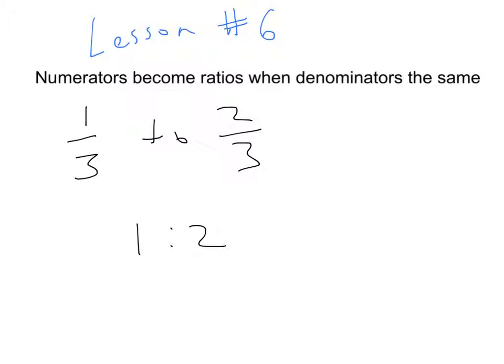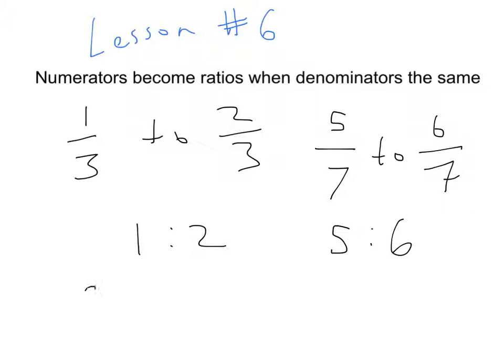So, for example, if you have 5/7 to 6/7, then the ratio becomes 5 to 6. Or if you have 2/5 to 3/5, the ratio becomes 2 to 3. Because the denominators are the same, we can make the numerators a ratio.